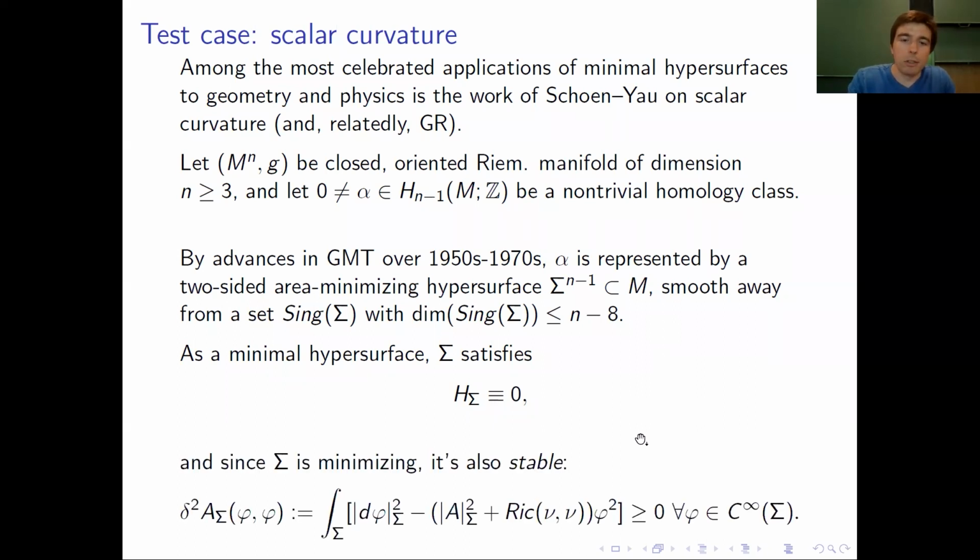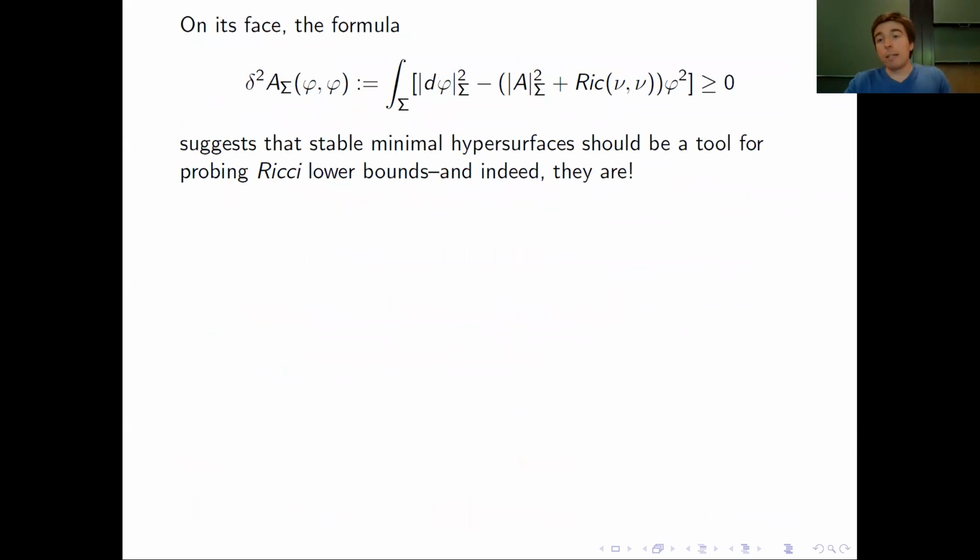And so the standard form of this stability is just that, if we move with speed phi in the normal direction, then we have that the Dirichlet energy of phi along our hypersurface minus second fundamental form squared plus Ricci in the normal direction integrating against phi squared is non-negative. Okay, that's a classic computation. All right, so on its face, this tells us that stable minimal hypersurfaces should tell us something about Ricci curvature.